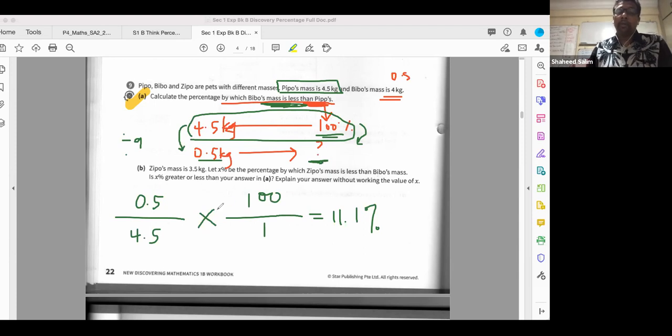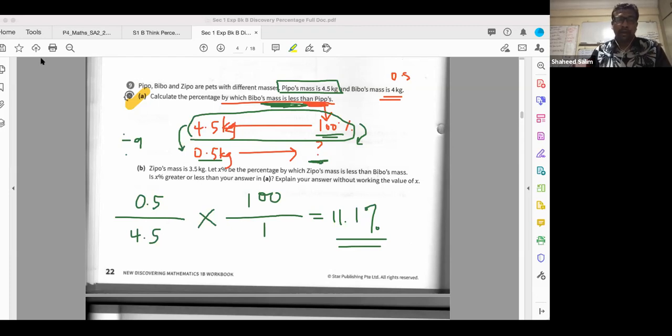Or you can use a formula method. Put 1 on here. What do you want to find? You want to find 0.5 kg. How many percent is this? Put 0.5 here. And then this is your ratio, your special ratio for percentage. So 4.5, 100%. So you just write it down, you will get your answer this way. Okay, we move on.